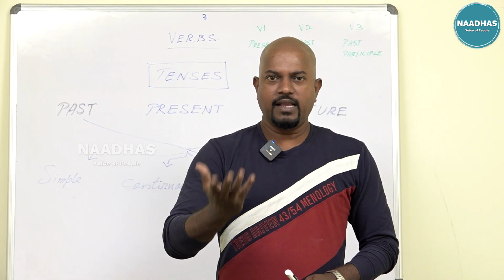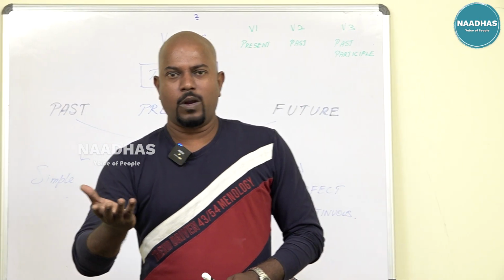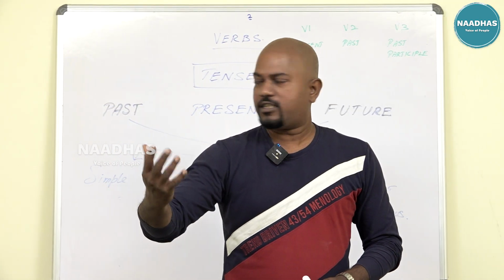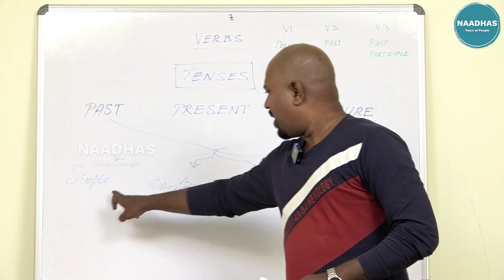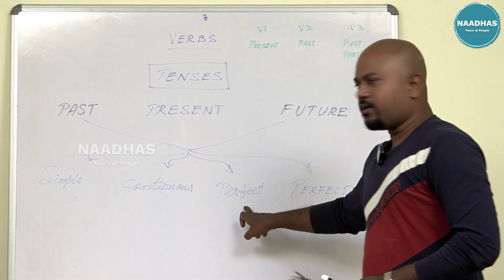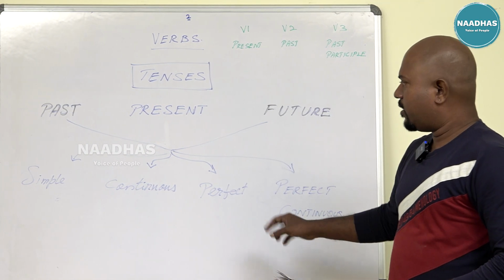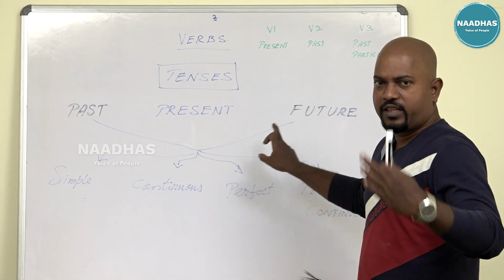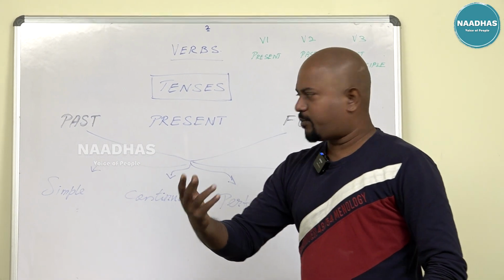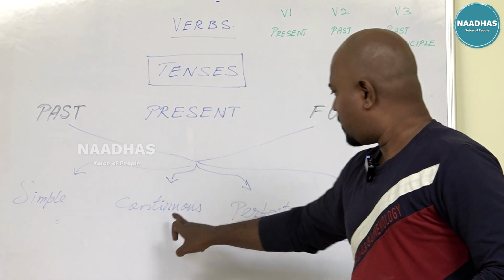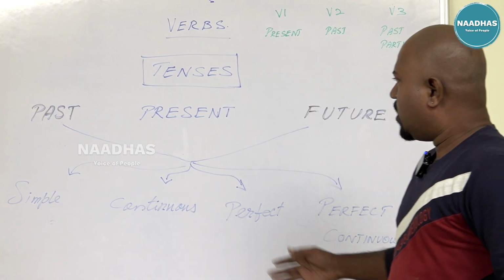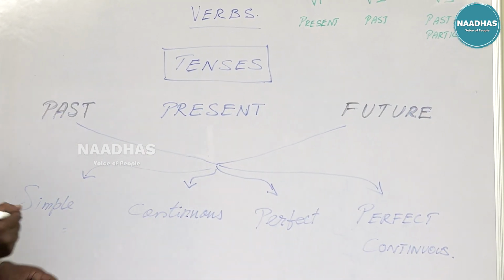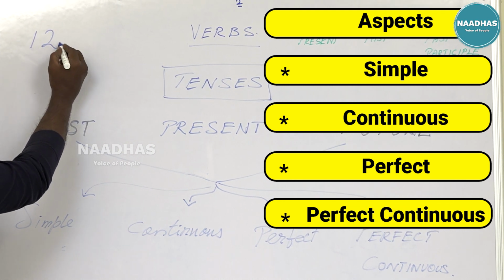Fine. So these three tenses will join with four different aspects. And what are the four aspects? Simple, continuous, perfect, perfect continuous, right? So we have three tenses: past tense, present tense, future tense. And what are the four aspects? Simple, continuous, perfect, perfect continuous. So all three tenses when joined with the four aspects, totally we have 12 tenses, all right?